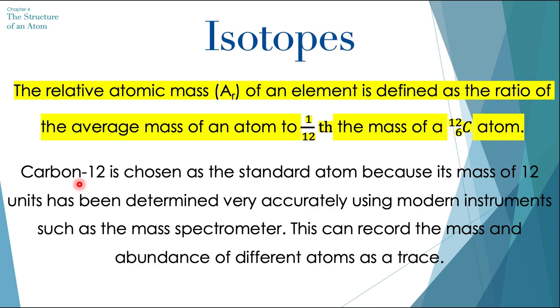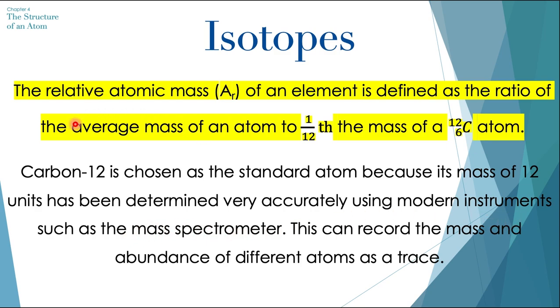So for this, to recognize the isotopes and the actual atoms, you need to memorize their proton and nucleon numbers, the ones I've written in the table I showed before. Carbon-12 is chosen as the standard atom because its mass of 12 units has been determined very accurately using modern instruments such as the mass spectrometer.